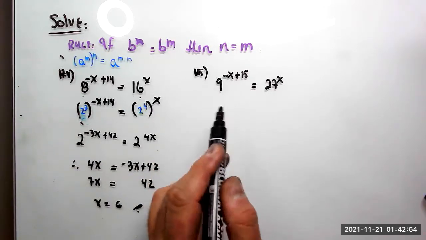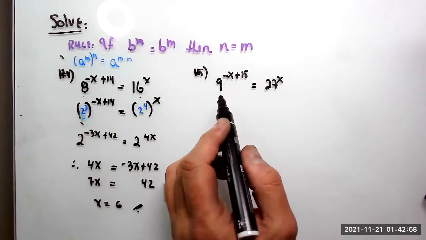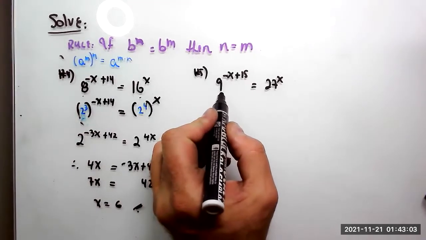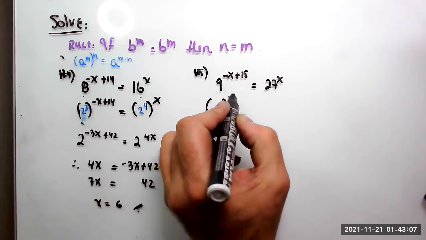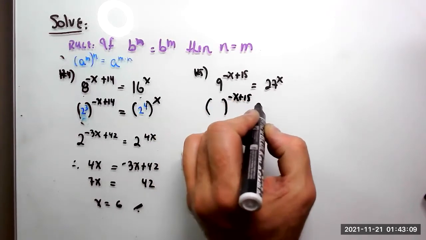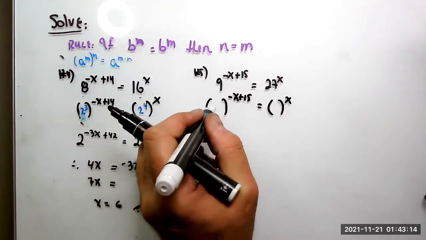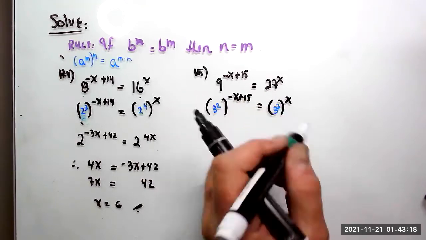Same strategy for the next problem. Notice that we need to find a common base. In 9 and 27, the common base will be 3. 3 to the 2 is 9, 3 to the 3 is 27. So let's piggyback on that. 9 is the same thing as 3 squared, and 27 is 3 cubed.